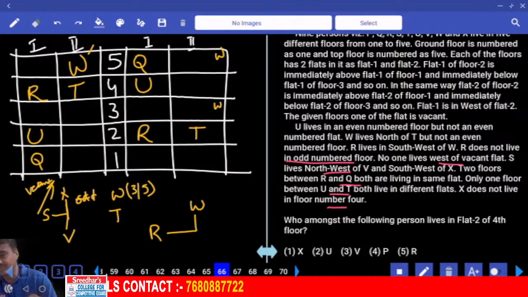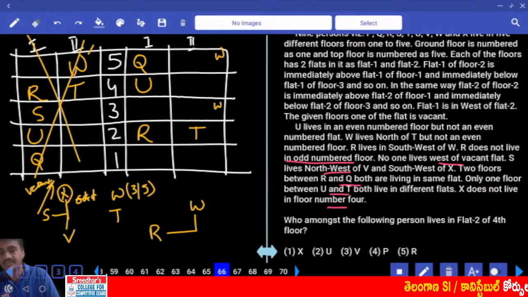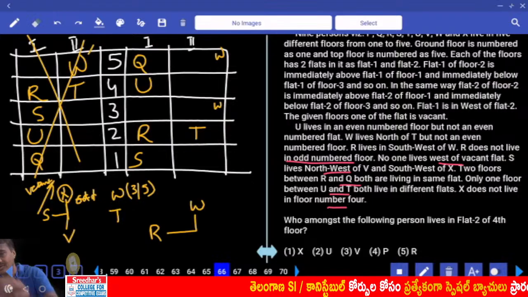Now in this case, where should this S be? S must be here, isn't it? If S is here, X must be to the northeast of S. Is it possible? This case is completely ruled out. Done? As this case is completely ruled out, then where should this S be? Can S be here? No. Hence, where should this S be?